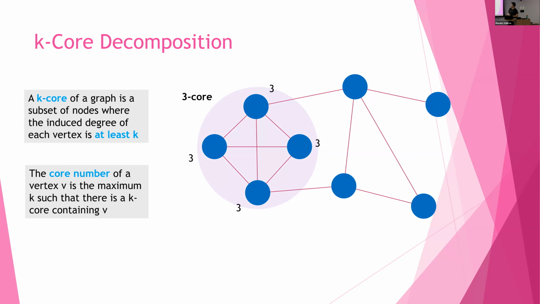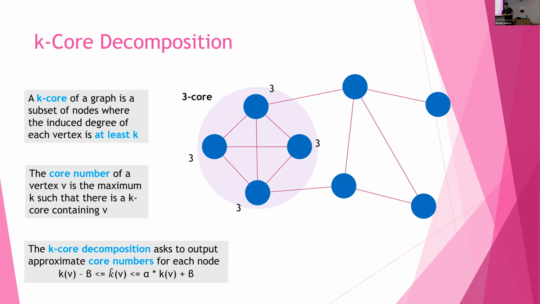And then the core number of a vertex is the maximum K such that there exists a K-core containing that vertex. For example, the core number of all of these vertices will be 3. Now the K-core decomposition problem asks us to compute the core numbers of all of the vertices.